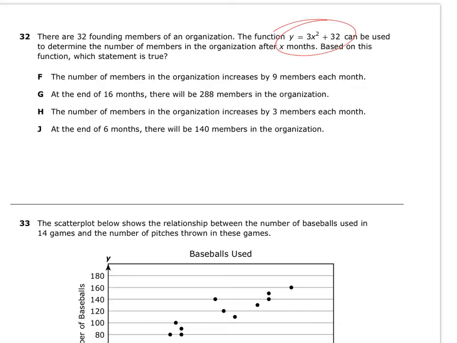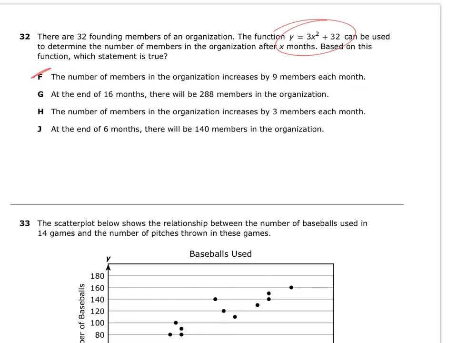F says the number of members in the organization increased by 9 members each month. Here's the problem with that answer. If you look at the graph, and I'm going to zoom out one more time just to look at the graph a little bit bigger, it's a parabola. And so parabolas actually increase by more as it keeps going, or decrease depending on whether it's opening up or down. F is showing something that would be linear in nature.